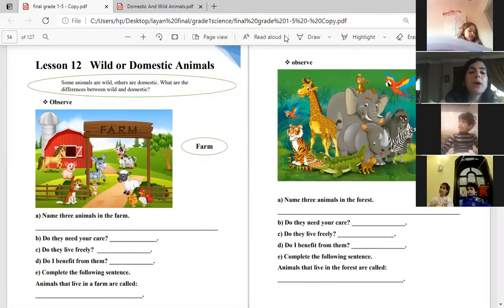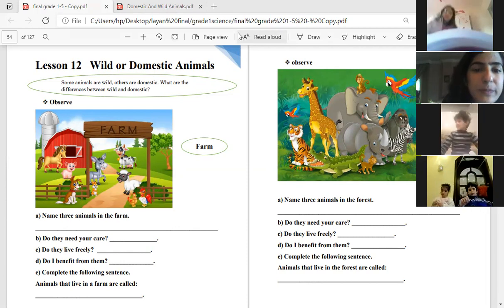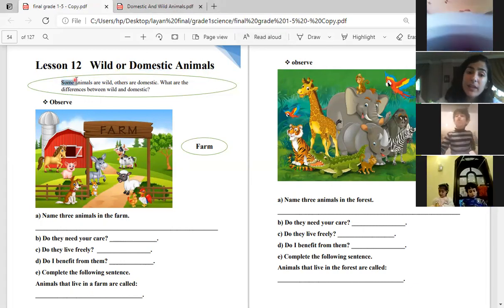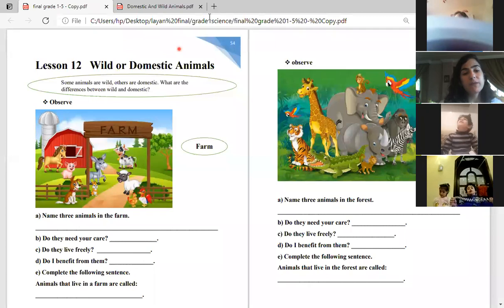So our lesson is about wild and domestic animals. As we said, domestic animals are animals that can live with us at home as a pet or in the farm. Wild animals are animals that cannot live with us. Let us read. As we said, some animals are wild and the others are domestic. What are the differences between wild and domestic? Let us now observe. By observing these two, we will reach the difference.